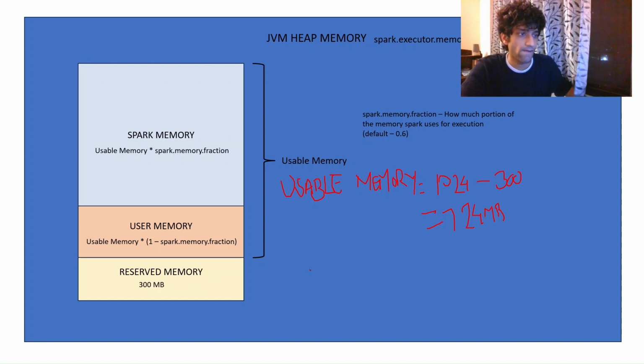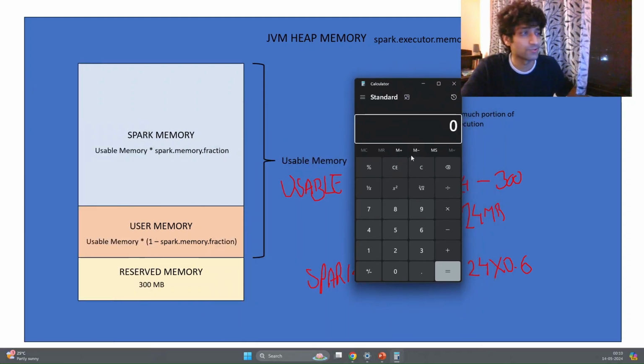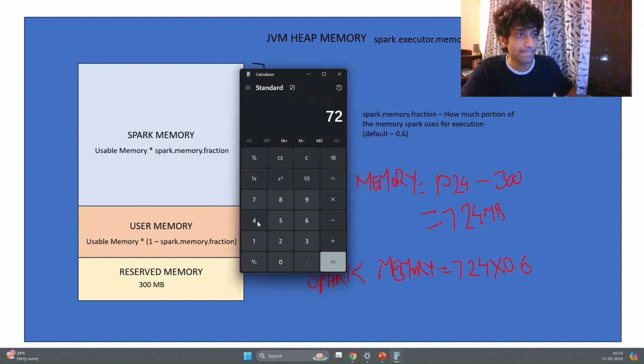And then our Spark memory would be 60% of the usable memory. So Spark memory, let's just open a calculator. I mean, it comes around 434, 435 something. 724 into 0.6 is 434.4.